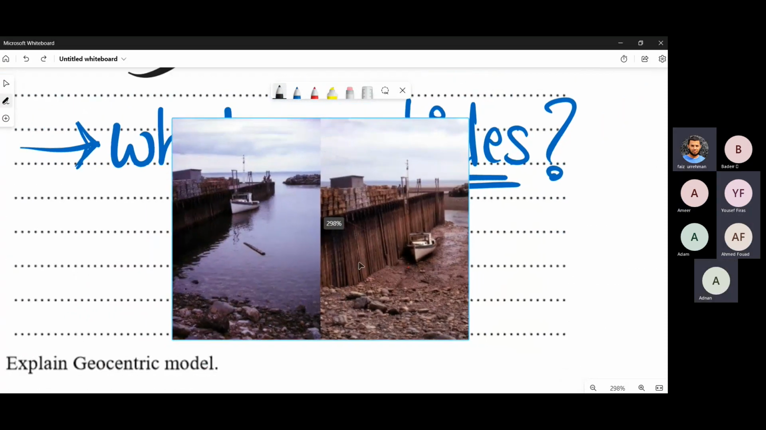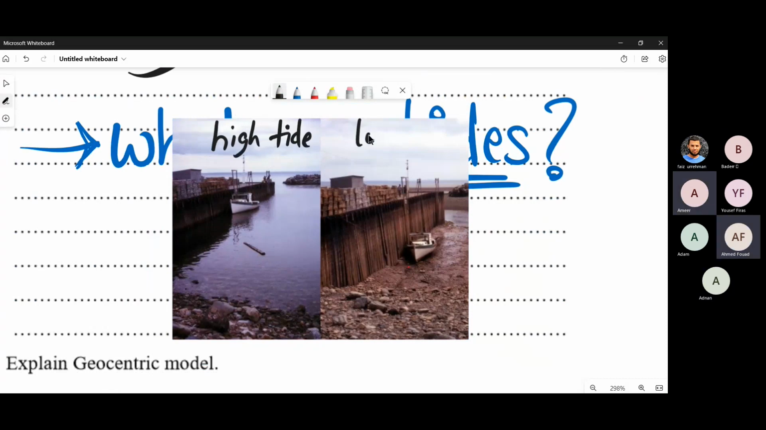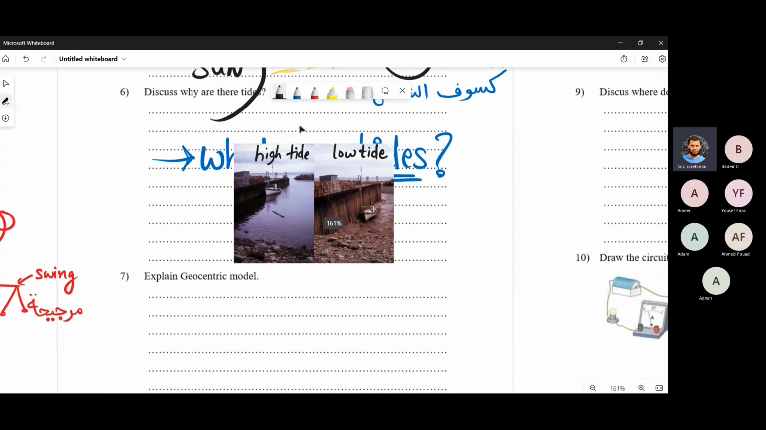Low tide is on the right. Mister, tides in Arabic are called Mad wa Jazr. They are also called this in the book. The high tide is the spring tide and the low tide is the neap tide. Okay.